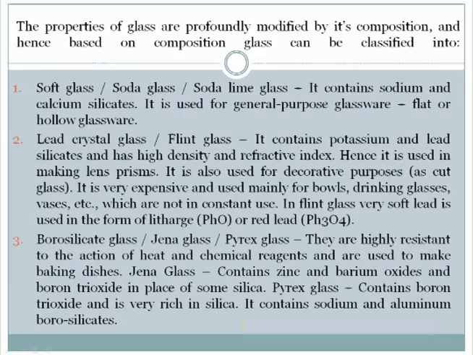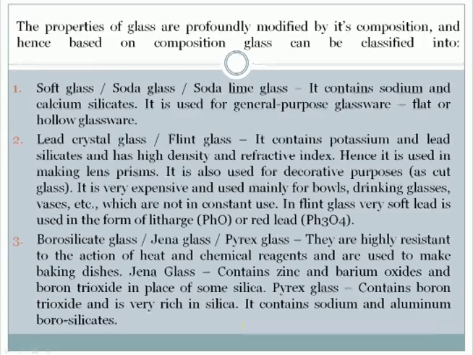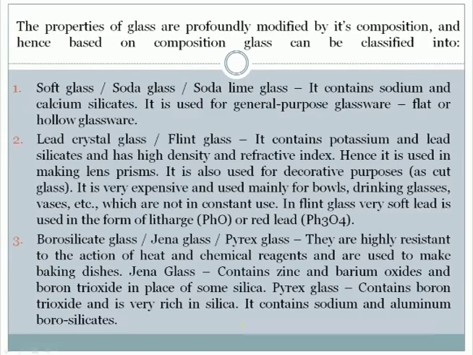It is very expensive and used mainly for bowls, drinking glasses, vases, etc., which are not in constant use. In flint glass, very soft lead is used in the form of litharge, PbO, and red lead, Pb3O4.